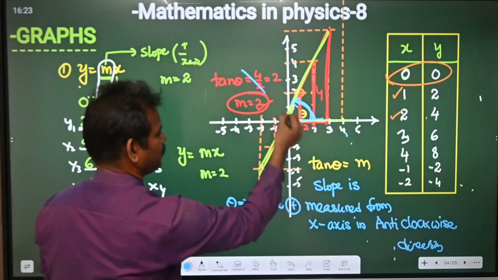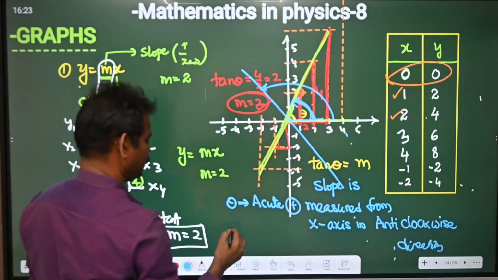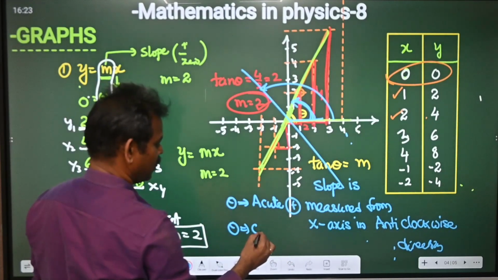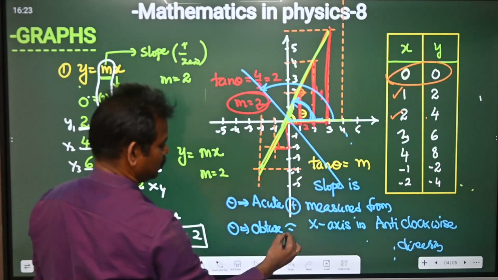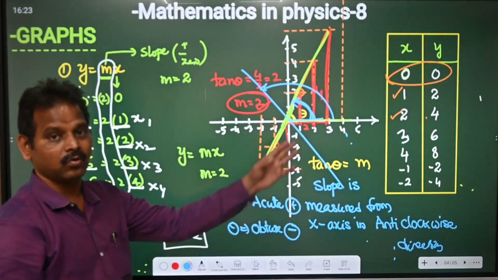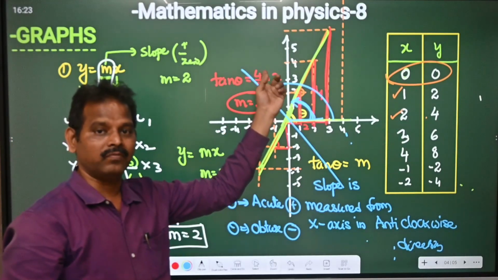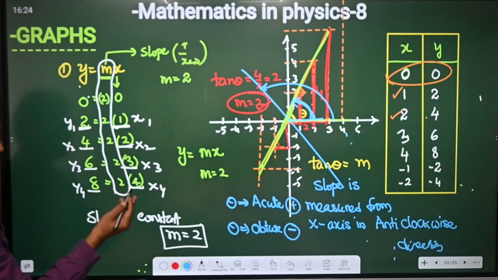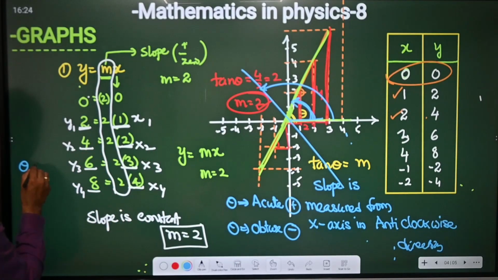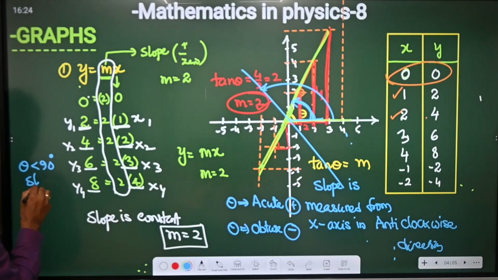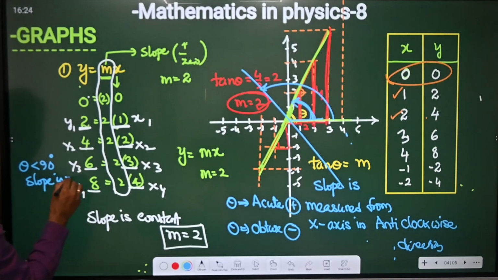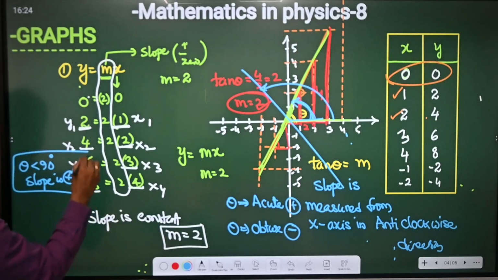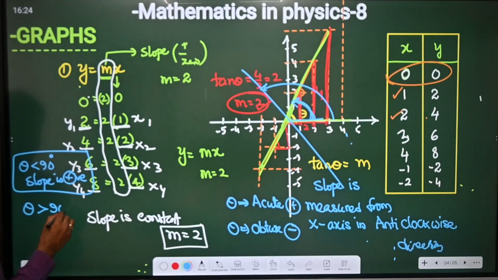Suppose the graph is like this, then theta will become obtuse, then the slope will become negative because the angle goes into the second quadrant where tan theta is negative. That's why slope is said to be positive if theta is less than 90. Theta less than 90, slope of the graph is positive. Similarly, theta greater than 90 degrees, slope is negative.